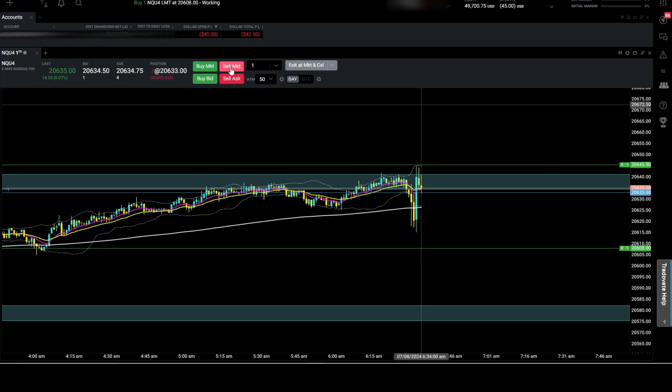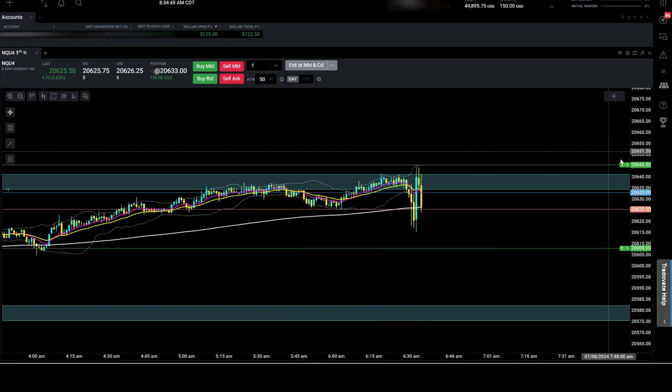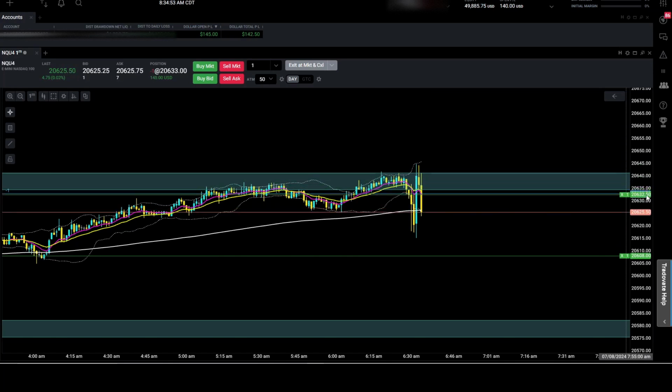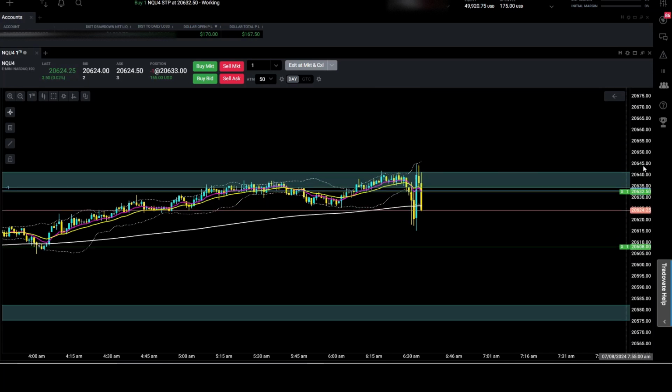Order filled. See if we trapped those longs at the top. Swept some liquidity. Just doing one contract with a 50 tick stop, about $250 risk. Shooting for 100 tick profit, 2 times the risk. Yep, about 150. Because it's so volatile, I think I'm going to move my stop to break even here. Take off the risk.